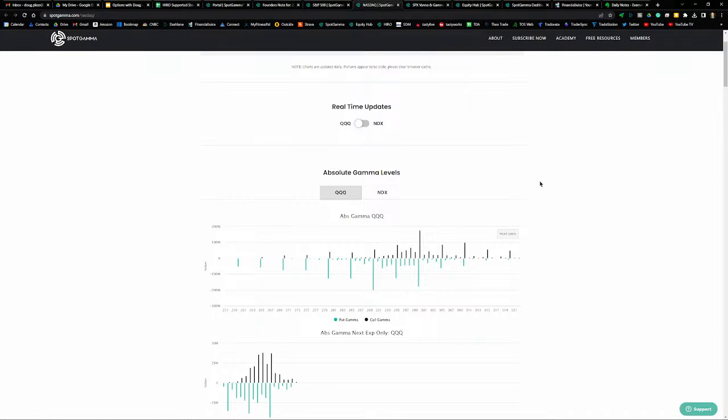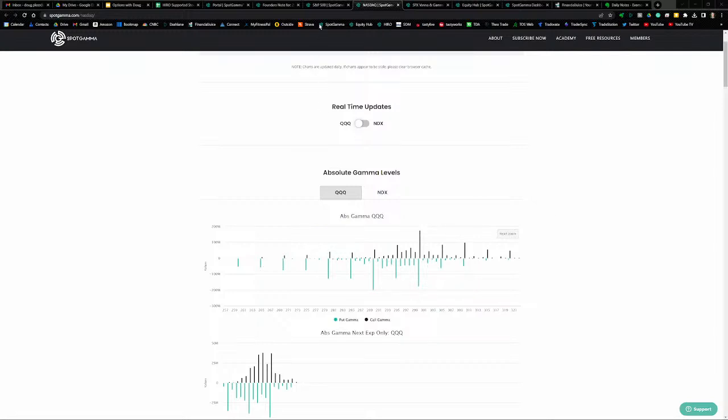So this is QQQ, again, absolute gamma for QQQ, and this is what we're looking at for NASDAQ. We don't look at NDX, it's not significant. All right, so for QQQ, the key gamma strike is 300, and there's the put wall at 200, and then the call wall at 310. And really it looks like the range of significant gamma for QQQ is about 280 to 310. All right, so that's QQQ.